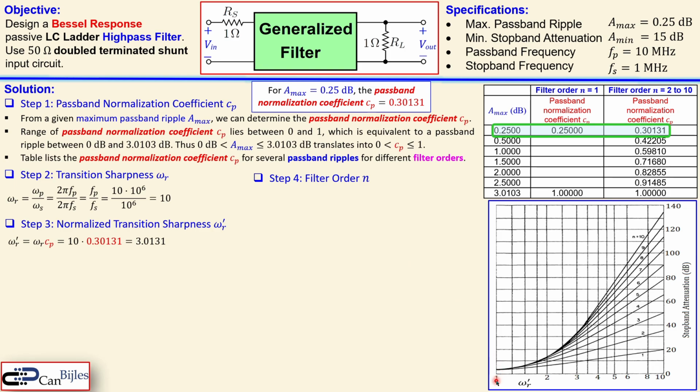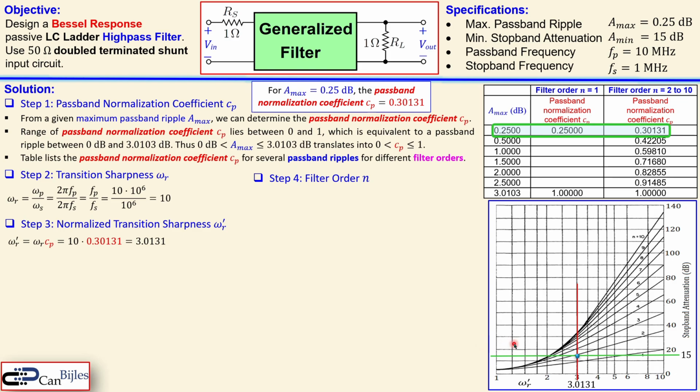You see here on the horizontal axis the normalized transition sharpness omega r prime. On the vertical axis you see the stopband attenuation. Now we need 15 dB, so we need to look at the 15 dB shortly. So this is 10 and 15 in between, and we need to also place this sharpness here, which is approximately 3.01, at this line here. If I make this red line at 3.0131, and the green line here at 15, I have an intersection here.